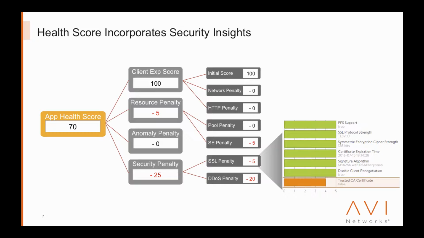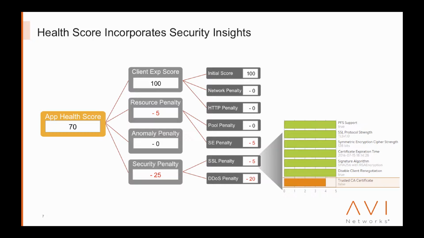So Nathan, I see here, on the left-hand side, we're tracking the overall application health score, and I think as part of the first software release that Avi came out with, we had the client score, the resource penalty, and the anomaly penalty. Is this all the stuff on the previous slide as you described the CSI, is that what's being captured in the security penalties?